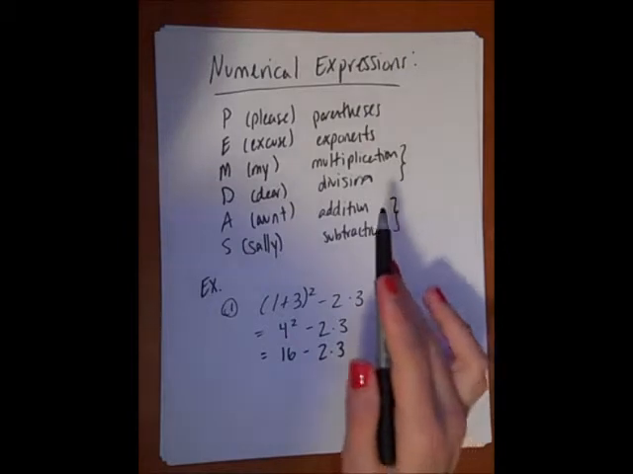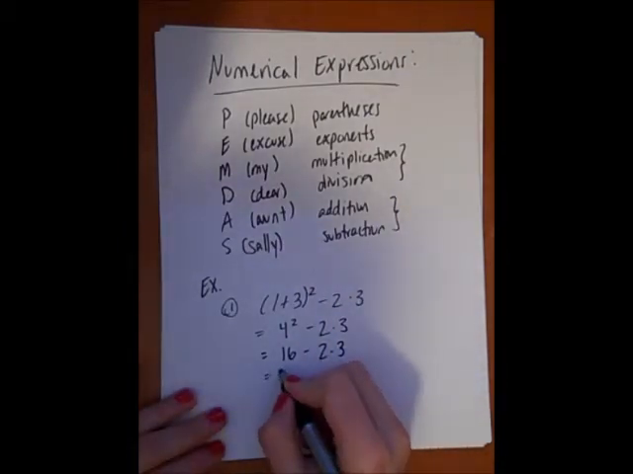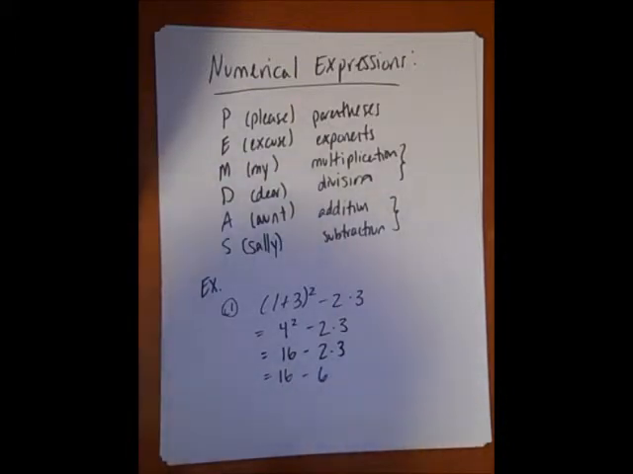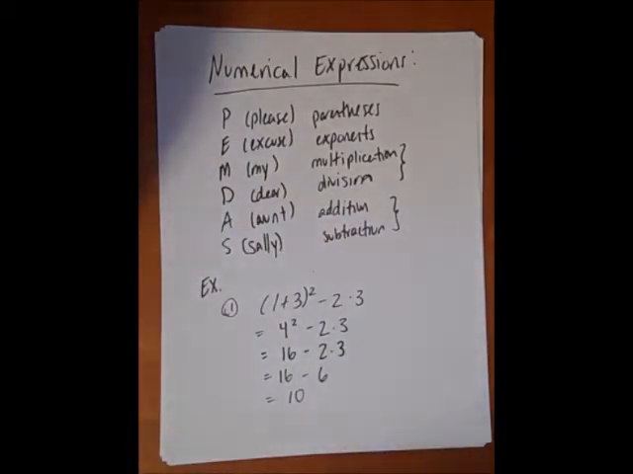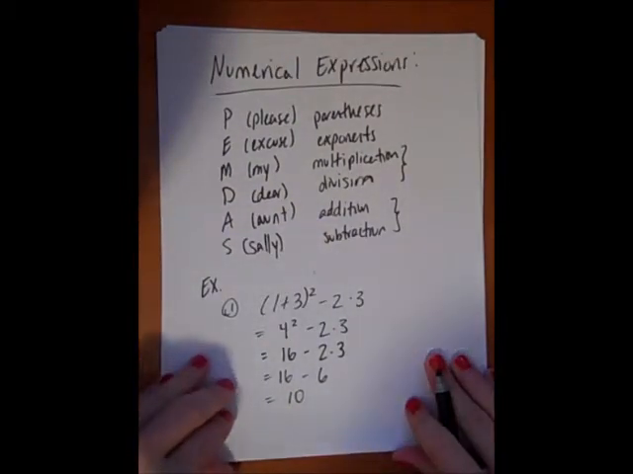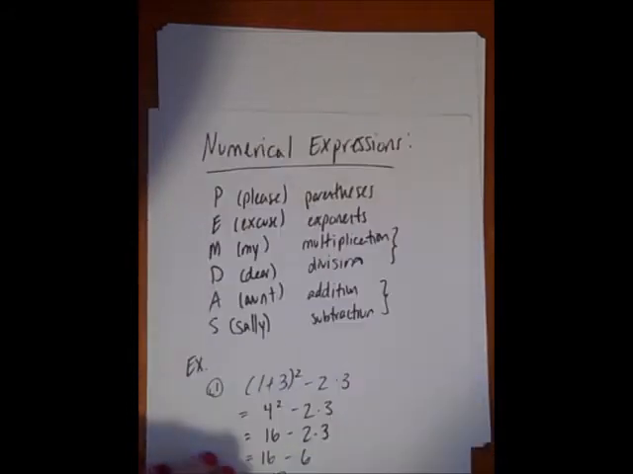Okay. Next, multiplication and division. Do I have any of that? Well, multiplying the 2 and the 3. So 2 times 3 is 6. And then lastly, addition and subtraction. 16 minus 6 is 10. So that's how you would go through these. So let's do a couple more examples so you can kind of see what's going on here.